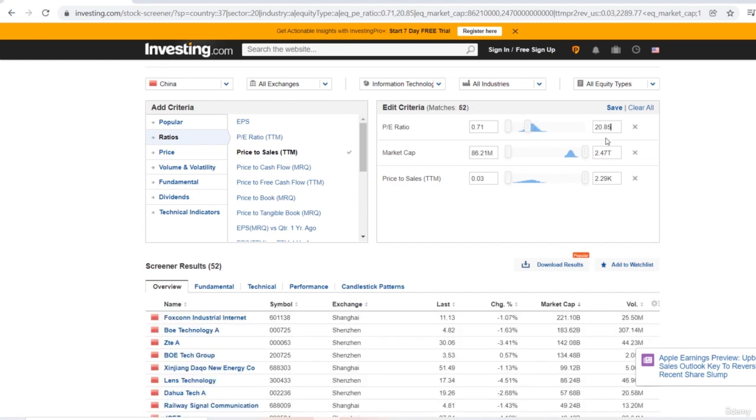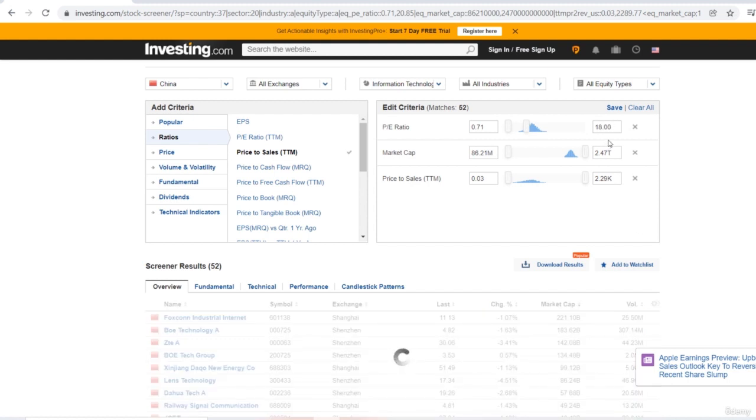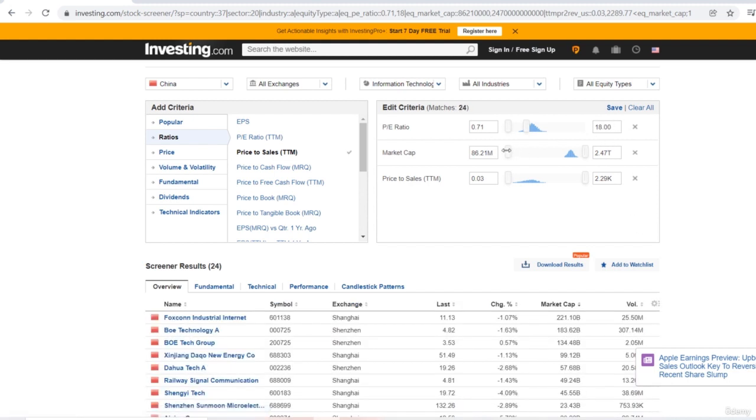Let's say we're looking for a growth company, still pretty high. Let's say it's under 20.85. In fact, let's make it 18. And we can just type that number in, click anywhere, and that'll bring it to 18. Now we're down to 24.